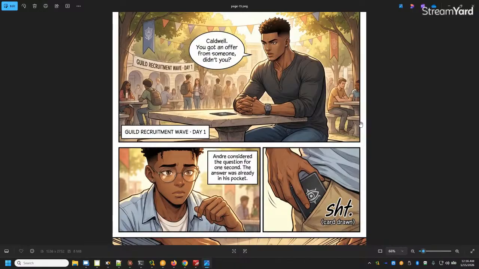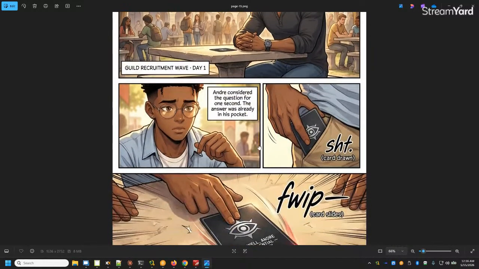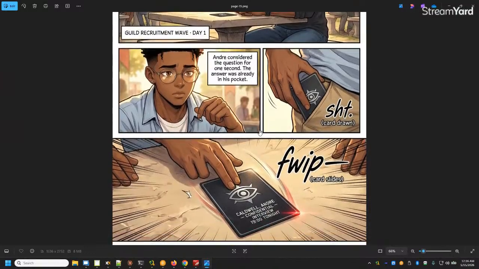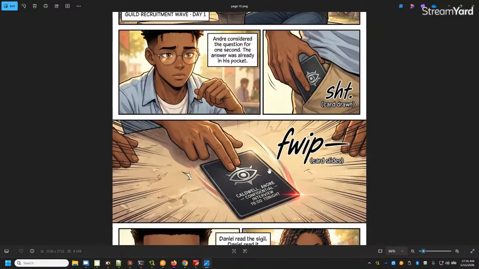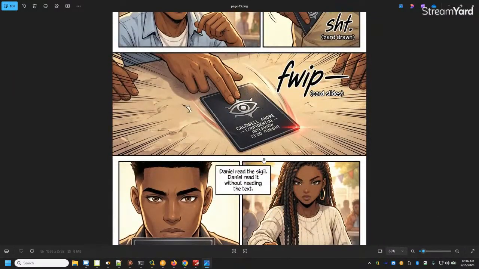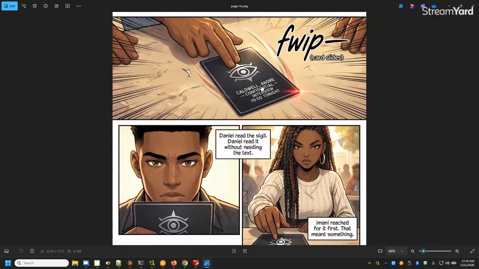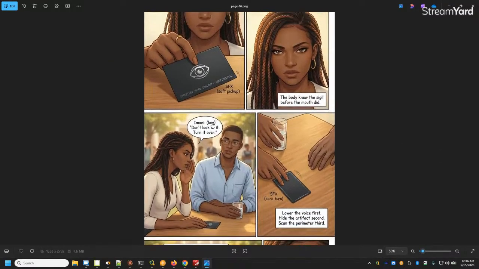Caldwell, you got an offer from someone, didn't you? Andre considered the question for one second. All right. He has three hands here and plops down the card. Daniel read the sigil. Daniel read it without needing to. Monty reached for the first. That meant something. What did that mean?